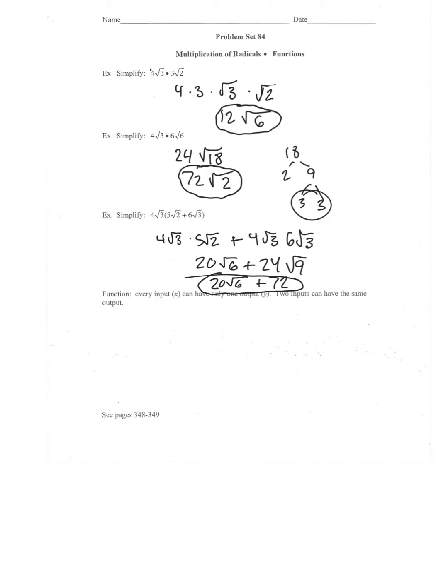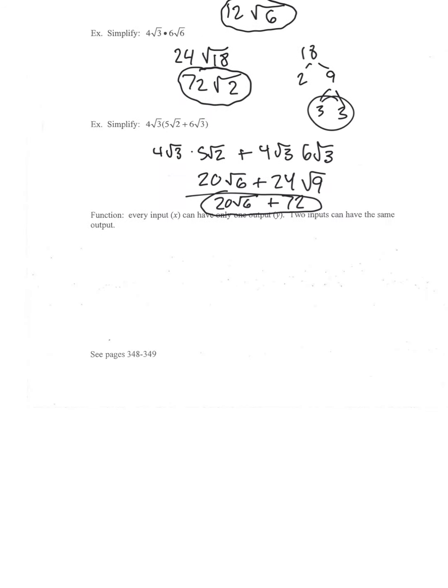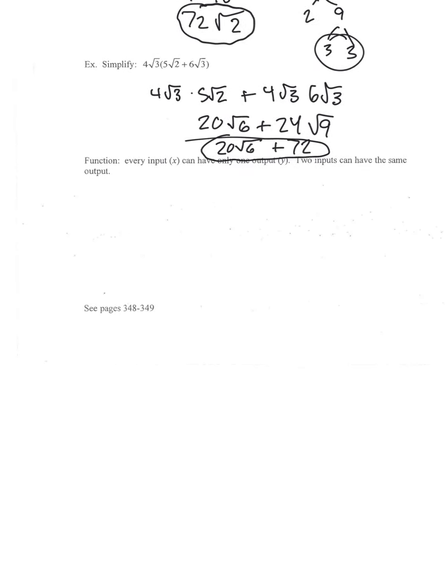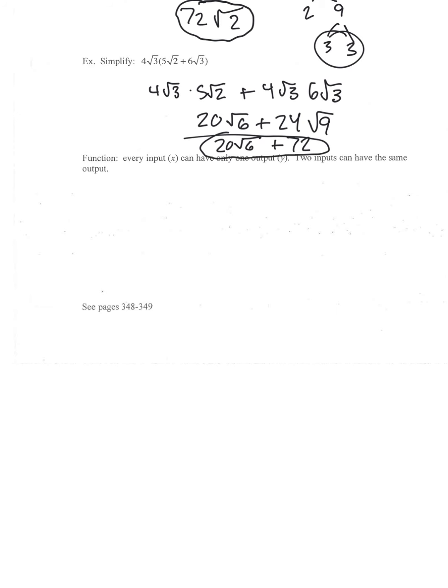All right, let's talk about definitions of functions. So a function is a specific relation where every x input can have only one output, or y, and 2 inputs can have the same output. So if you go into your book, there are these bubble diagrams that look like this, right? Where they have the domain and range represented in these bubbles with arrows.